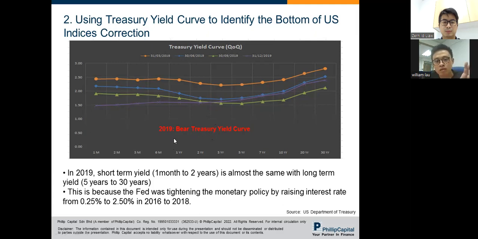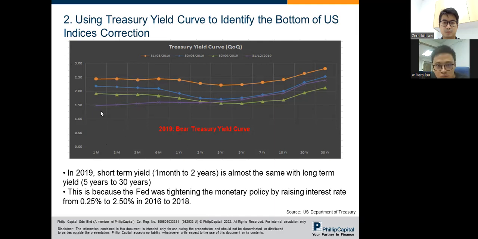Back in 2019, before the pandemic, the US actually started to tighten the monetary policy, which means increasing the interest rate. They started to increase it from 0.25% in 2016 to 2.5% in 2018. So the whole thing actually started in 2016. This is the yield curve in 2019, which is the final result already, at the end of the tightening. It's the end of the tunnel already. This is how the end of the tunnel looks like, the yield curve.